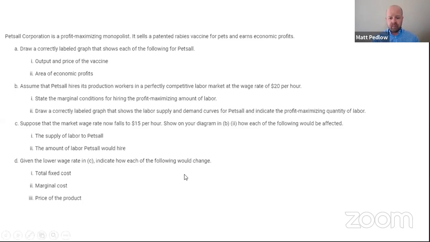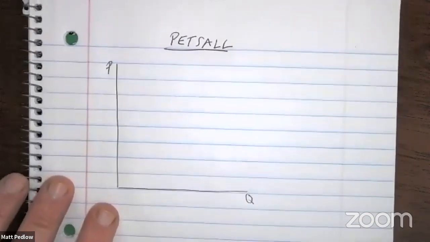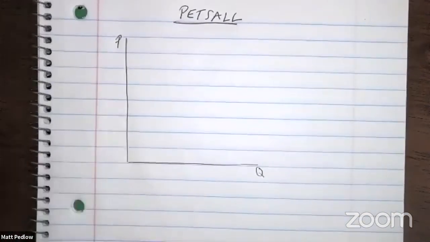Okay, here's what I'm gonna do. I'm gonna do this with you guys. Let's get over to this better camera so you don't have to look at me. There we go. Label this Petzl, okay? Oops, let's do this. Okay. So go ahead and start drawing your monopoly graph there.